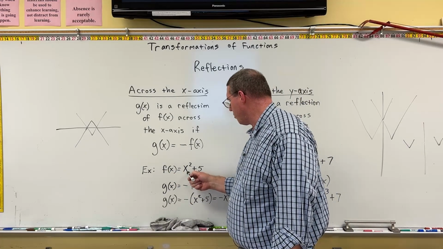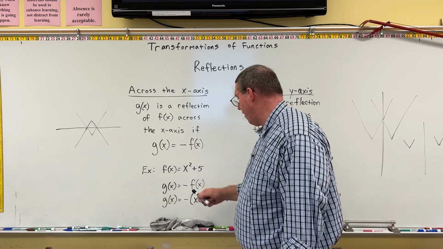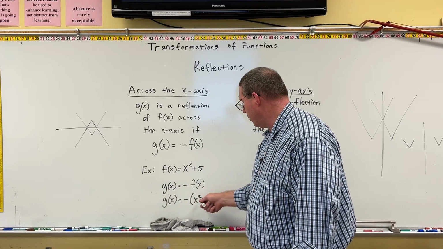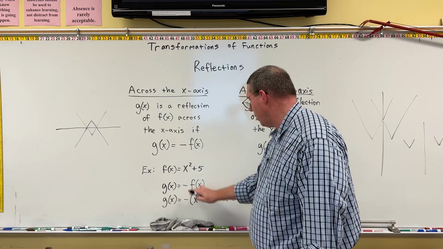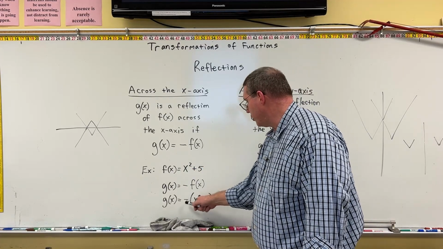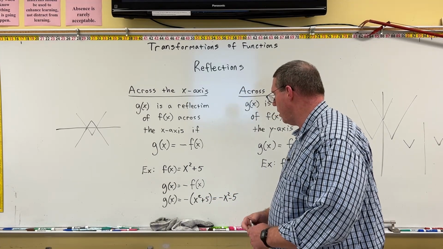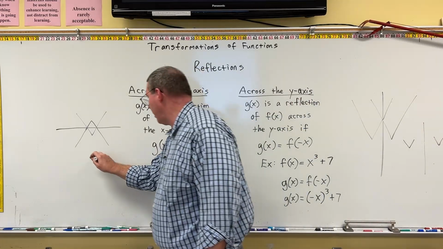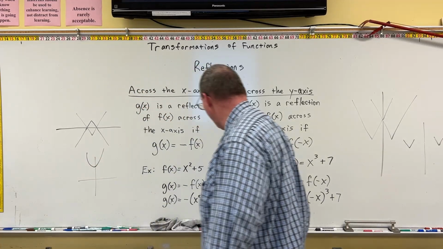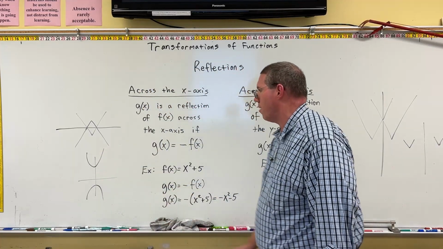Here's an example. If f of x is x squared plus 5, then g of x is the reflection. That's going to be negative f of x. So we could rewrite that as the negative of the function x squared plus 5. Okay, the opposite, the negative of the whole thing, including the plus 5. We could then distribute the negative and get negative x squared minus 5. And you'll see that the graph of x squared plus 5 looks something like this. And so the graph of negative x squared minus 5 looks something like this. It's a reflection across the x-axis.